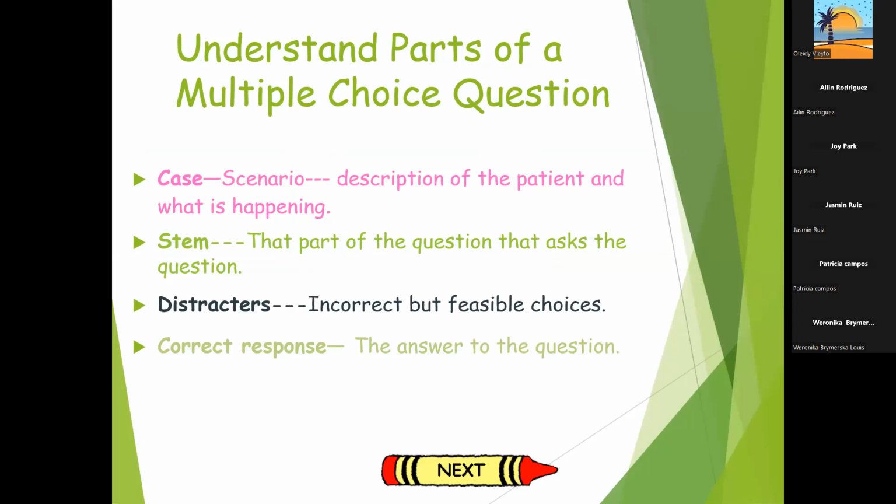Now, the distractors are incorrect, but often feasible answer choices. I know some of you on exams say, oh, they all look right. But only one of them answers my STEM. So that's what you need to know how to understand. So let's do an example.